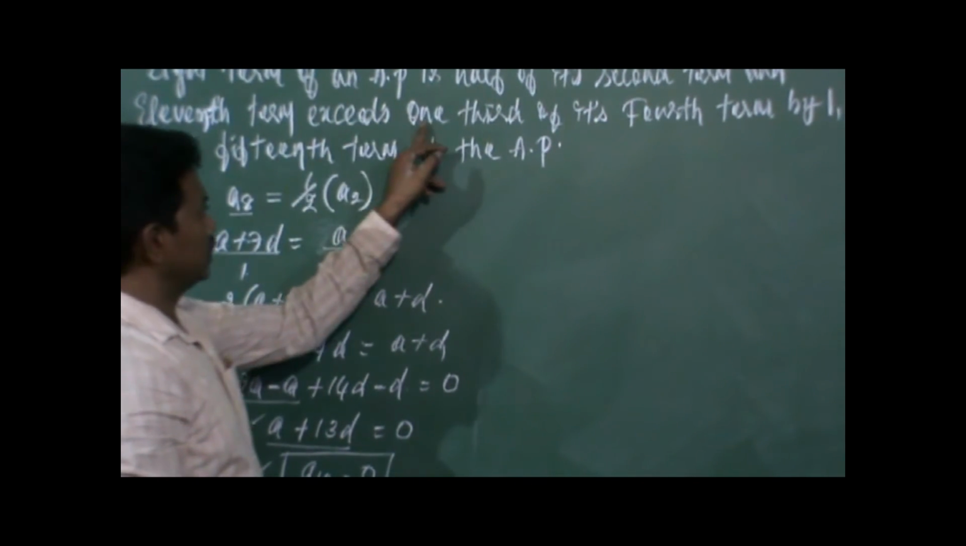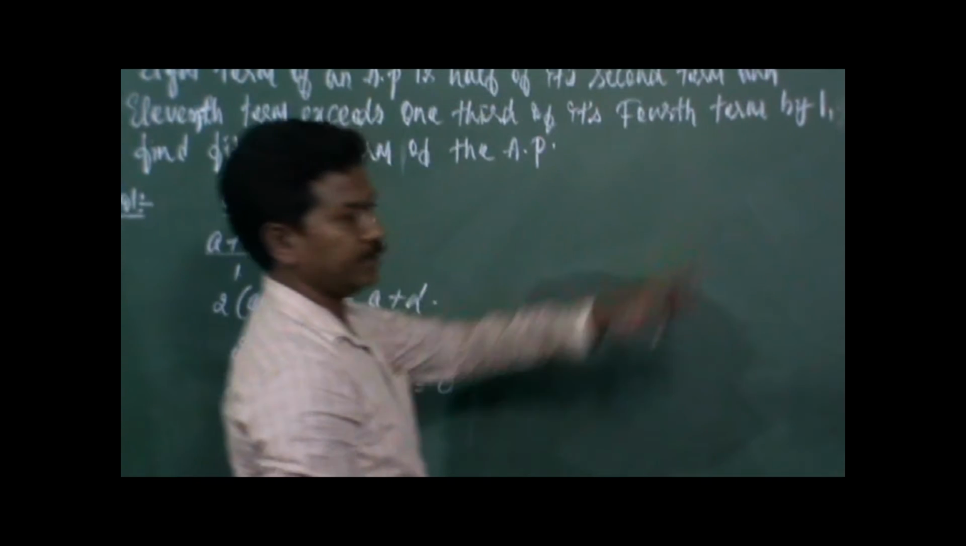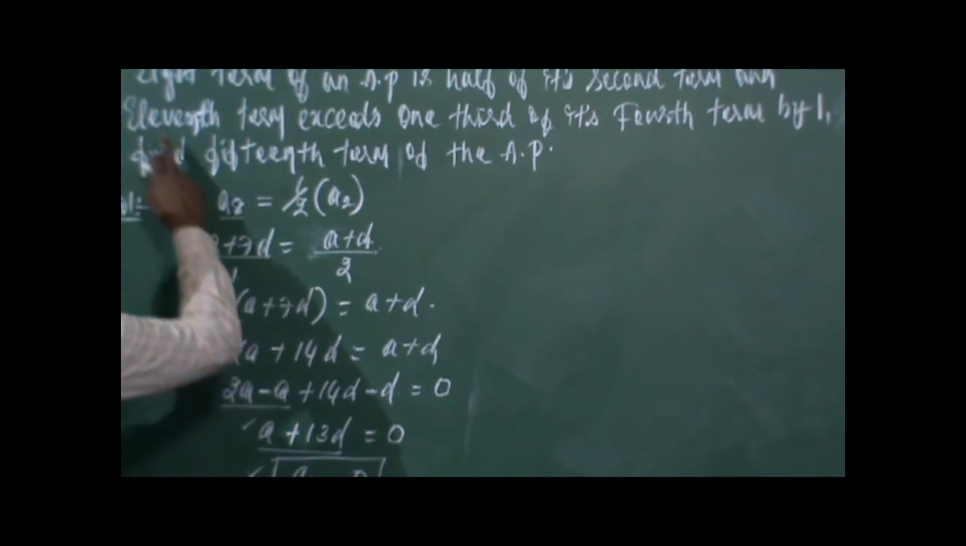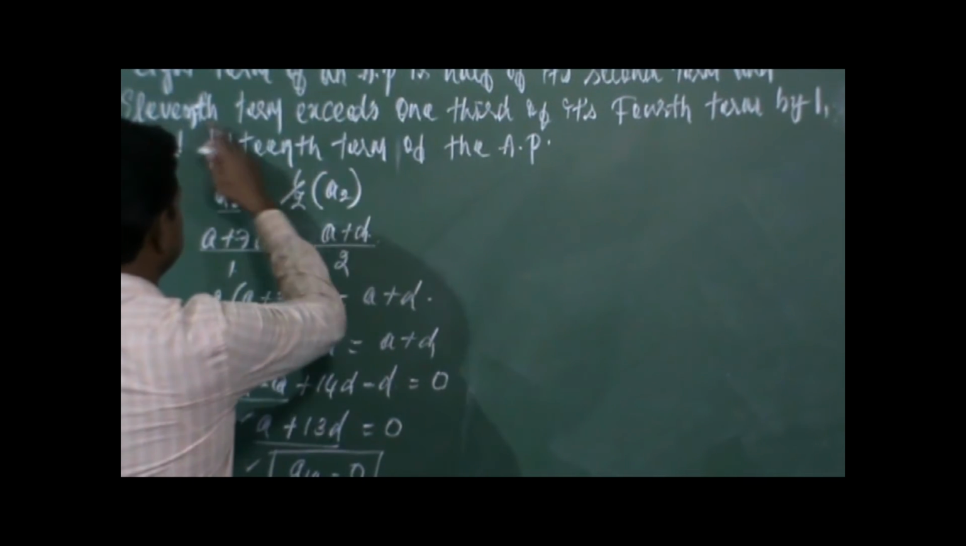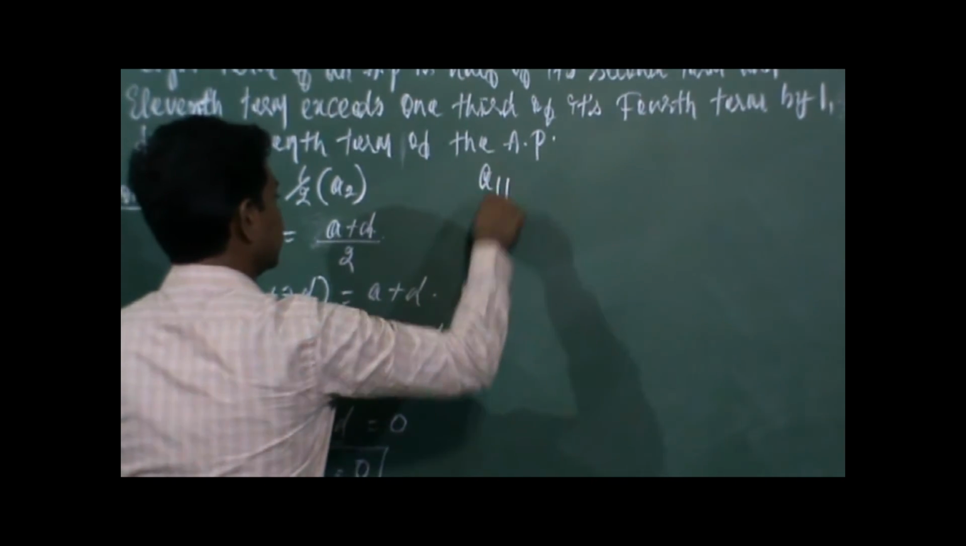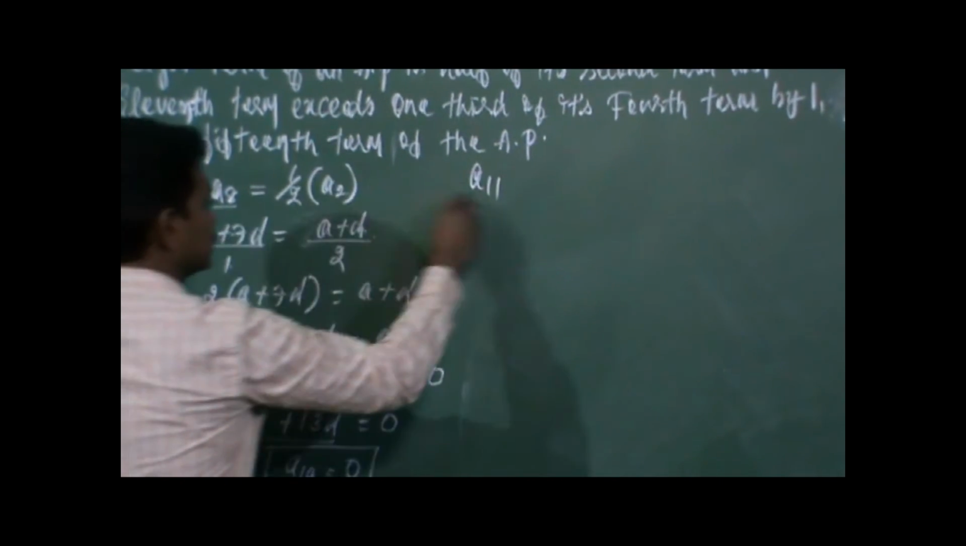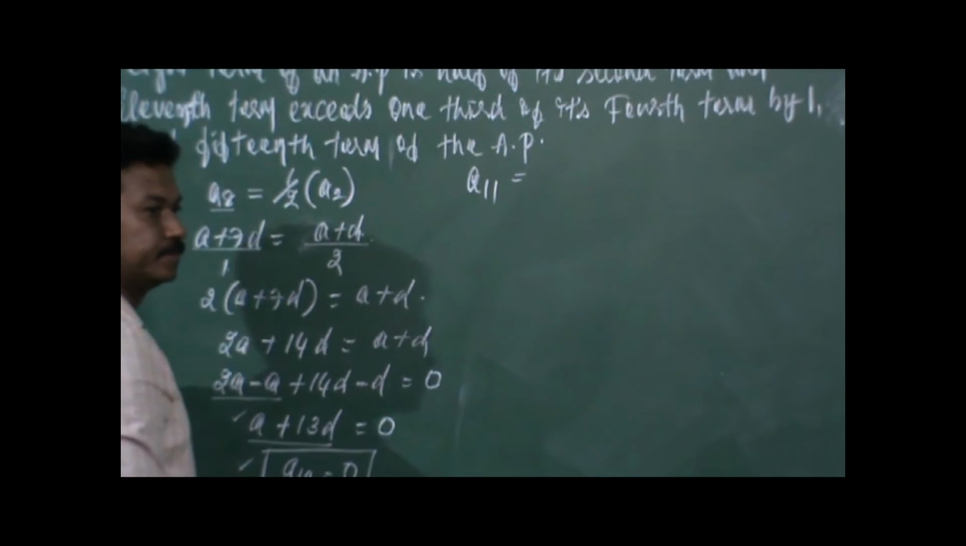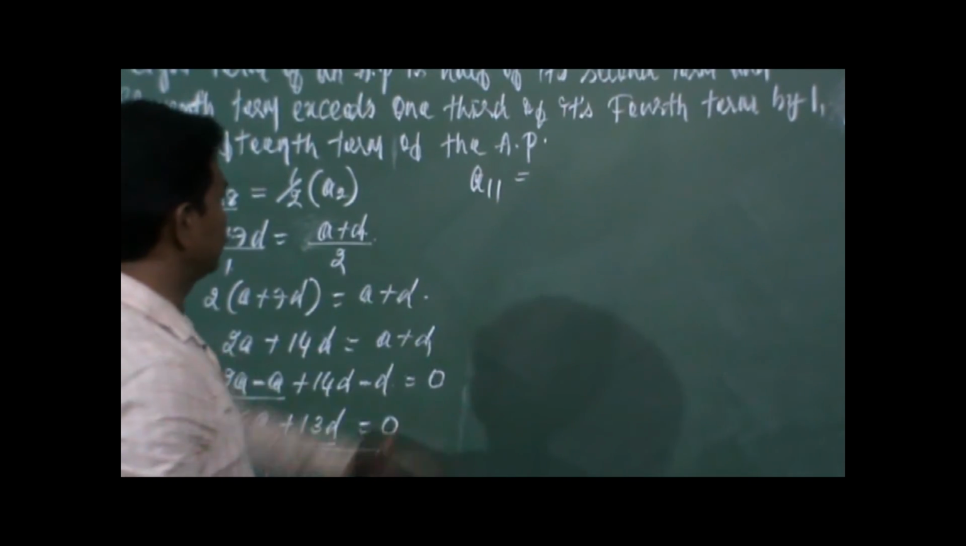So in the further steps of the problem, you can either use this result or you can use this result depending upon the requirement. So now let us go with the second condition. 11th term exceeds 1/3 of its fourth term by 1. So it's a very long statement, read it very carefully, understand that and write 11th term exceeds. So write the 11th term. So 11th term is 11, exceeds, in the sense it is more than some other term. So which term we have to recognize by reading further.